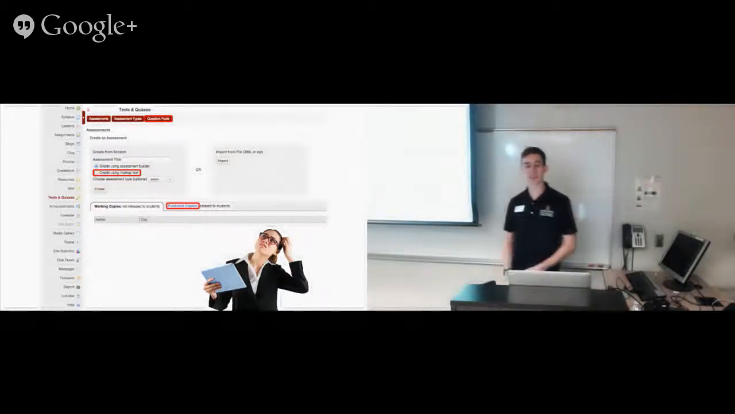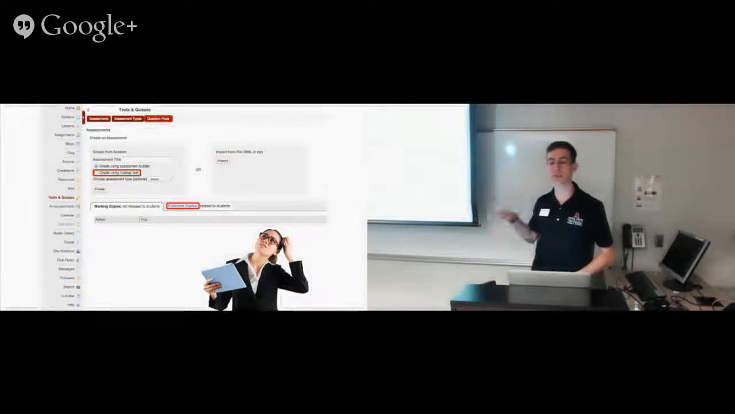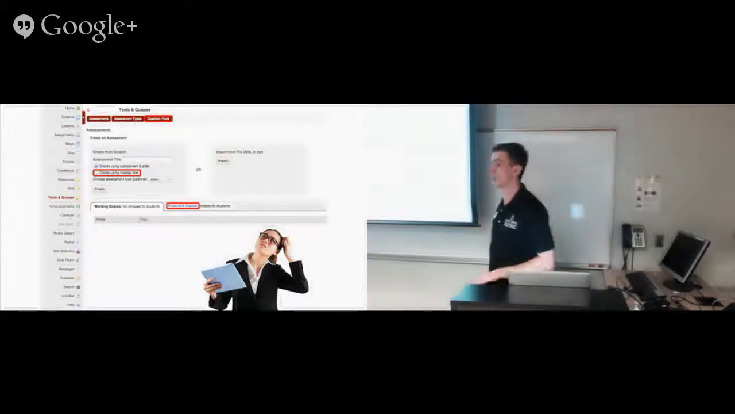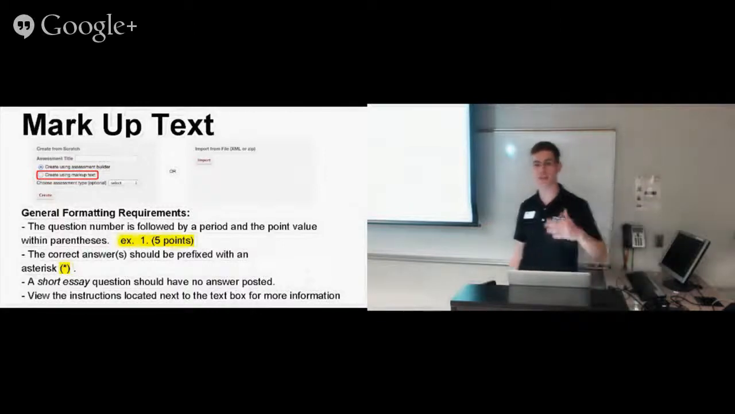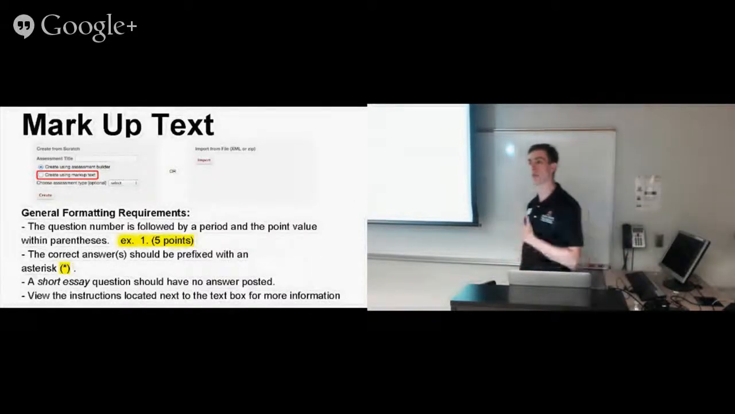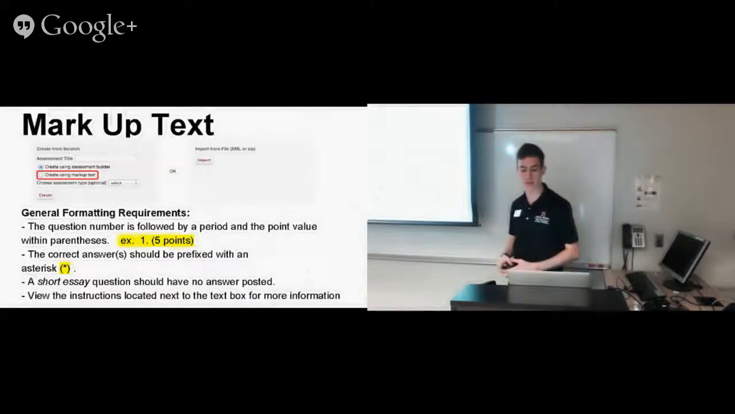So markup text is a type of notation that we use to simplify our input into the testing and quizzes tool. It has a few general requirements, and they're pretty easy. The first thing you have to follow is a numbering convention. You need to put the number of a question, and then the points associated with it in parentheses after that. And that's really all you have to follow.